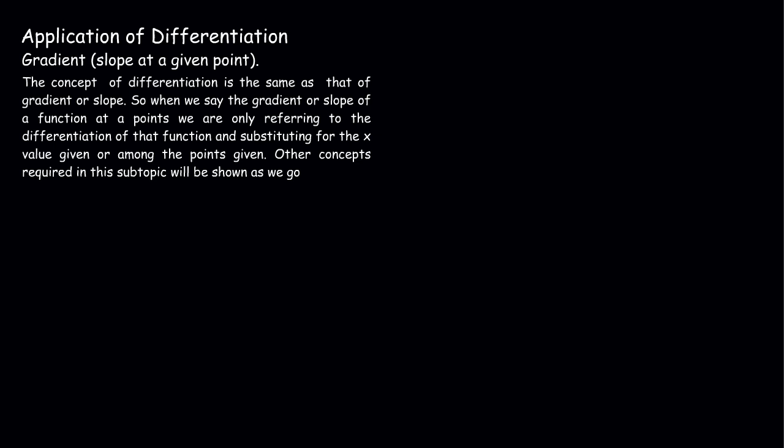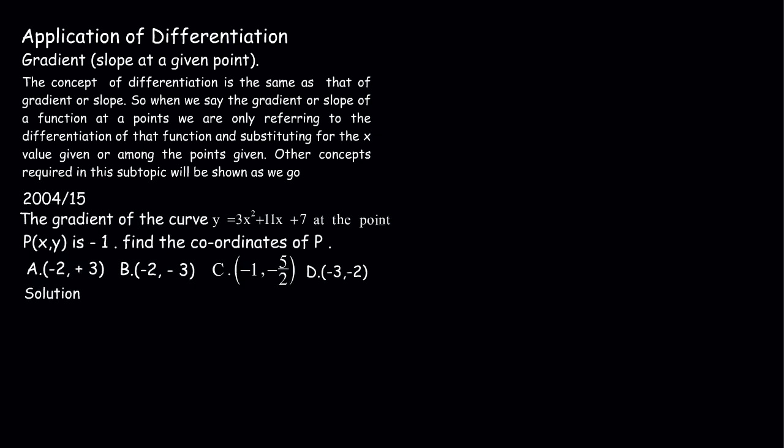Our very first example to explain this concept further is from 2004. It states that the gradient of the curve y equals 3x squared plus 11x plus 7 at the point P with coordinates x and y is minus 1. Find the coordinates of P. The first thing we are going to do is write down our equation, y equals 3x squared plus 11x plus 7, and differentiating our equation, dy over dx will be equal to 6x plus 11, which will also be equal to our gradient. So our gradient is 6x plus 11.